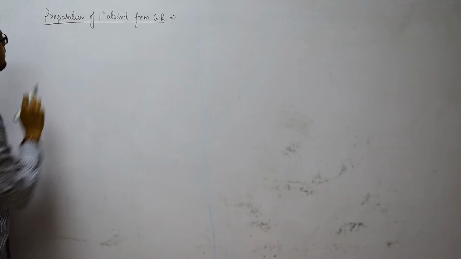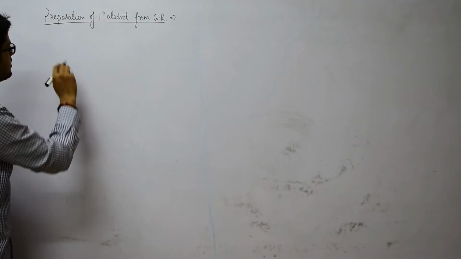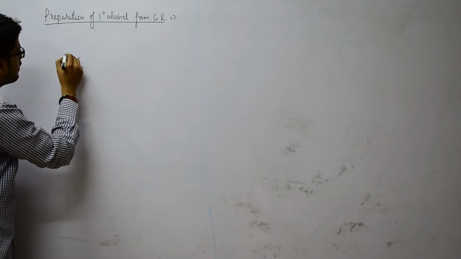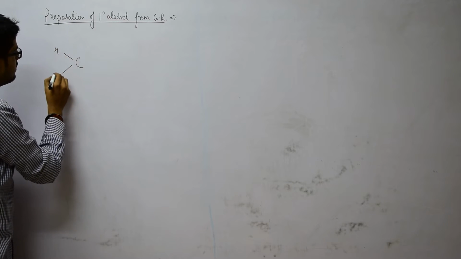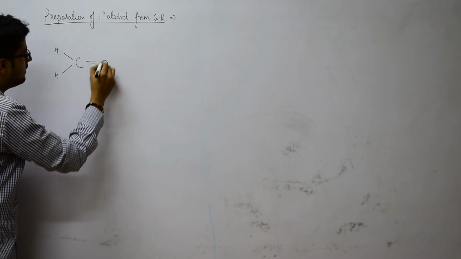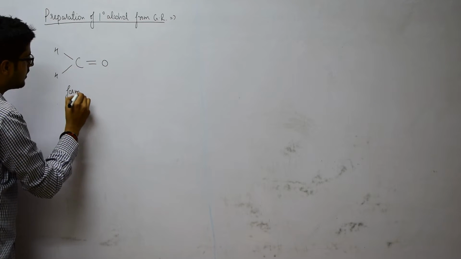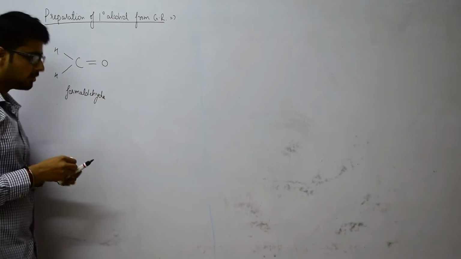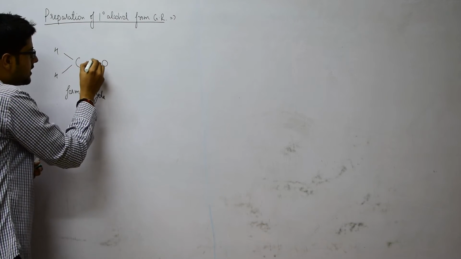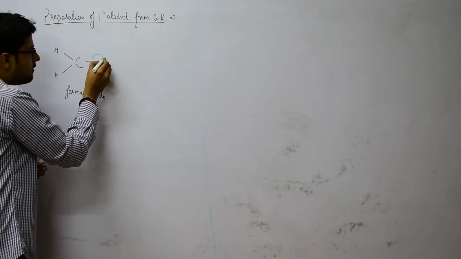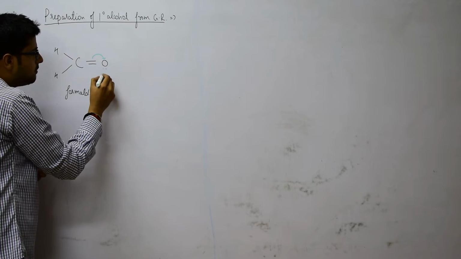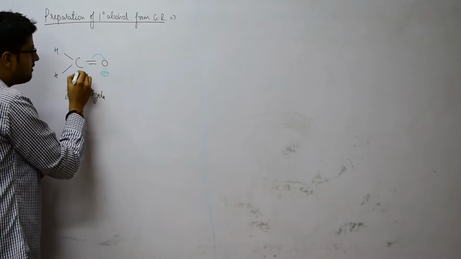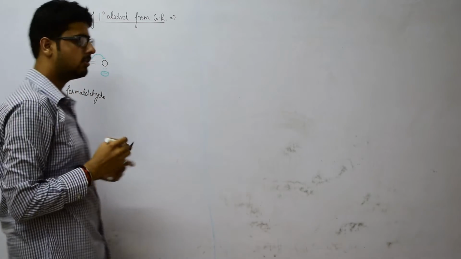When we have to prepare 1 degree alcohol from Grignard reagent, we have to take the starting material as formaldehyde. This is our formaldehyde molecule. Because oxygen is electronegative, it will attract the shared pair of electrons. 2 electrons would be accommodated and a negative center will be developed, and the carbon atom will have an equal amount of positive charge.